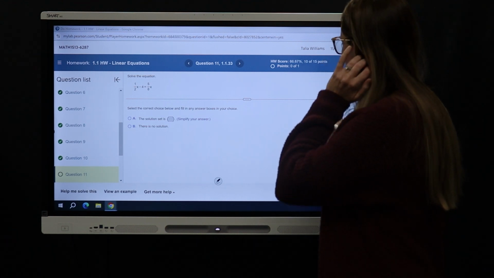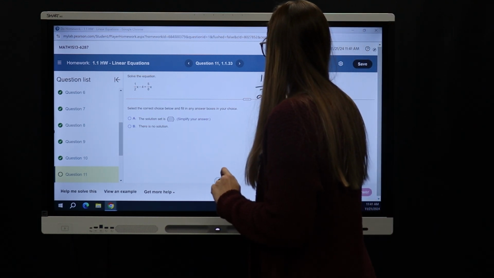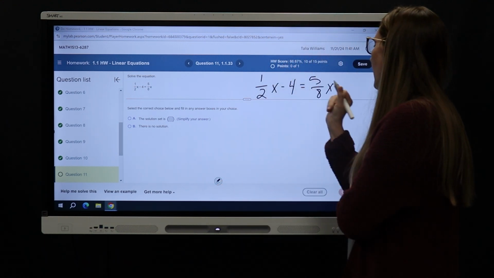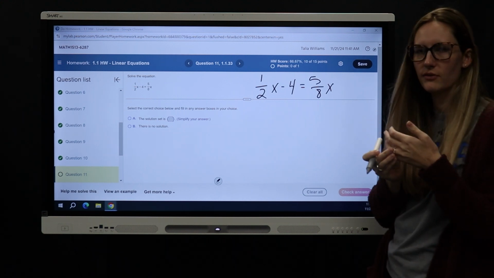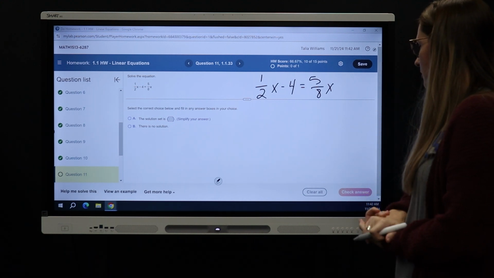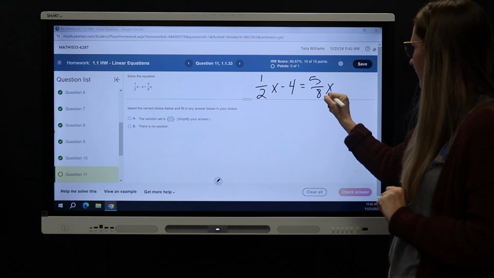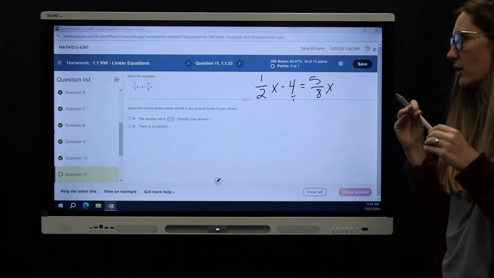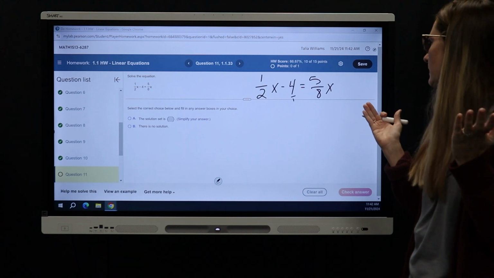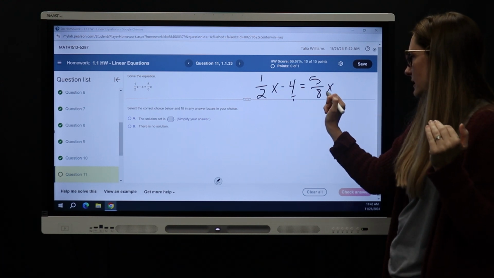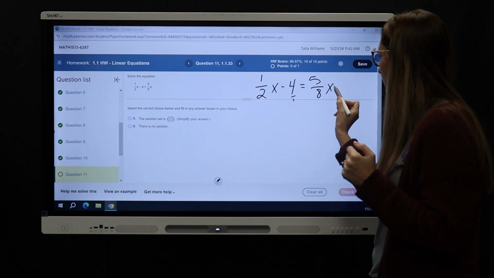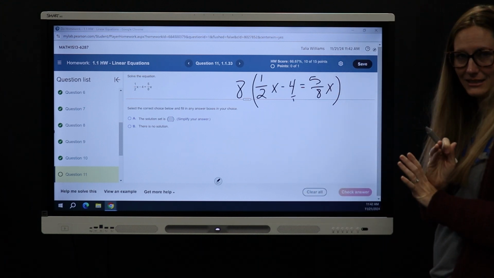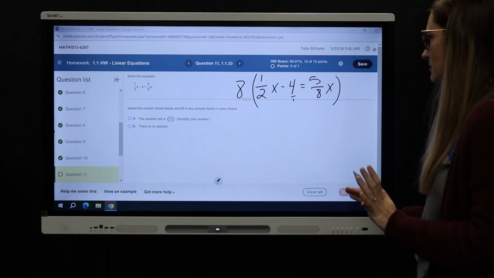Ooh, fractions. Oh, 1/2 x minus 4 equals 5/8 x. When I see these problems, I want to get rid of the fractions first. So I see that I have 1/2 and 5/8 as fractions. This 4 is over a 1 right now. So I'm looking for the common denominator so I can get rid of my fractions. 2 goes into 8. You have to look for your bigger one. So we're going to multiply every bit of this, the entire equation, by 8, so I don't have to look at fractions.